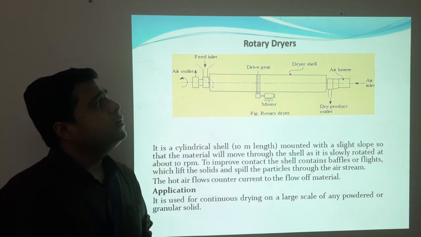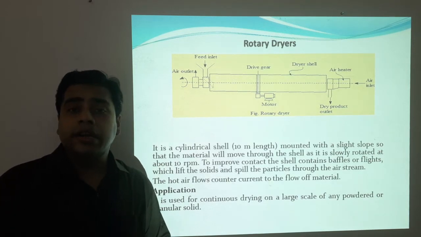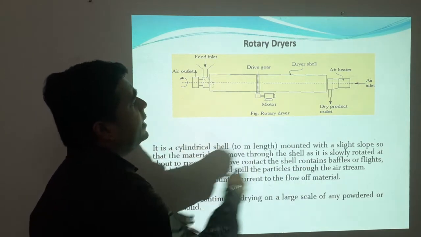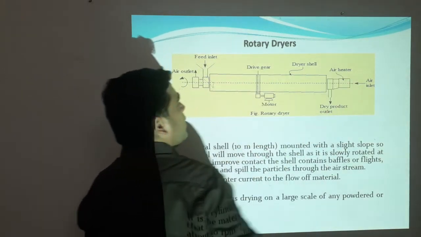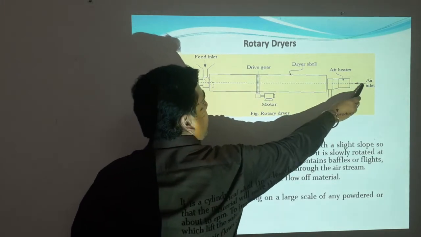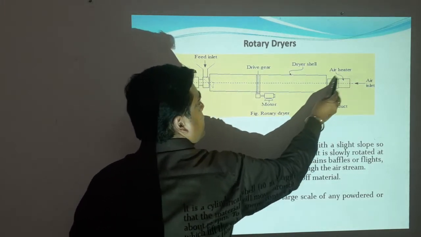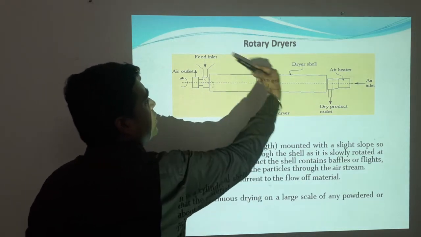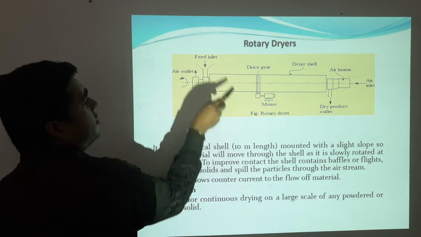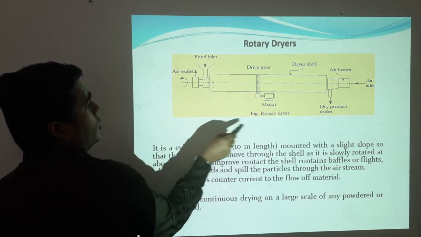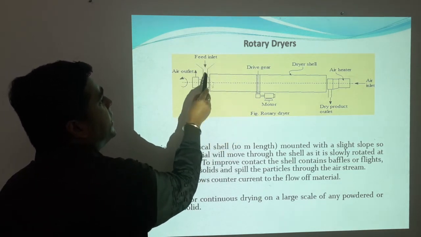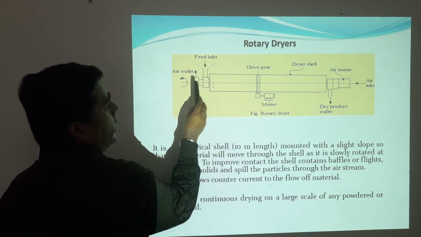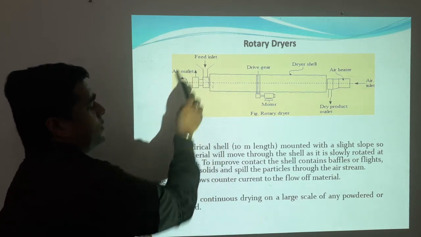Another quite useful one is called the rotary dryer. A very simple diagram, just like an elongated cylinder. This is a rotary dryer. This is the air inlet. Air comes through this direction. This is the heater. This is the drying shell. This is the drive gear. This is the motor through which it can rotate. It is rotating in this direction. This is the feed inlet. Feed comes through this chamber, and this is the air outlet. The condensed air can go out through this chamber.